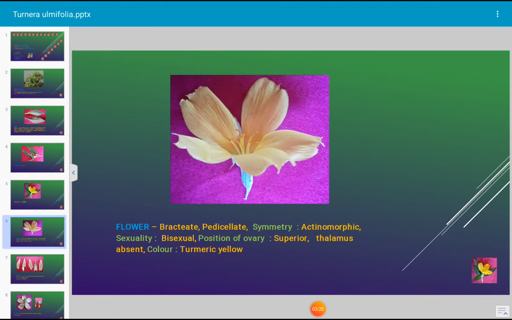And this flower consists of androecium as well as gynoecium. Both the male and female gamete producing structures are present in the flower. Hence the sexuality of the flower is bisexual. And position of the ovary is superior because the floral units, calyx, corolla, androecium, that is stamens, all originate from the base of the ovary. Hence the position of ovary is superior. Thalamus is absent in the flower. Color of the flower is a very beautiful turmeric yellow.